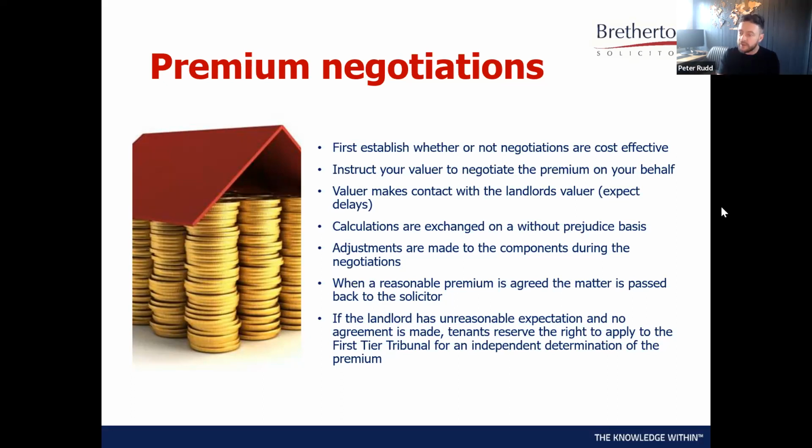Now, as well as that, an offer premium would have been calculated as well. So it's quite likely and very typical that when you make your initial offer to the landlord, you will have put a slightly understated premium in.